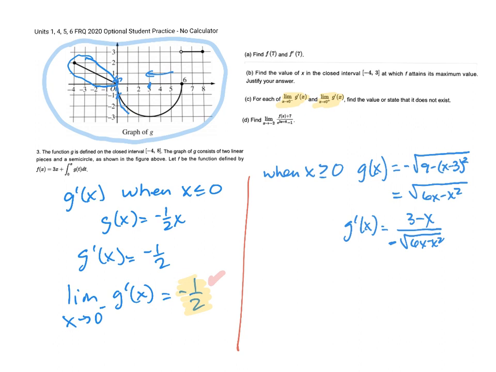And then as we look at the limit as x approaches 0 from the right side of g prime of x using this formula, by substitution we're going to get 3 on the top and 0 on the bottom. And this is a does not exist.